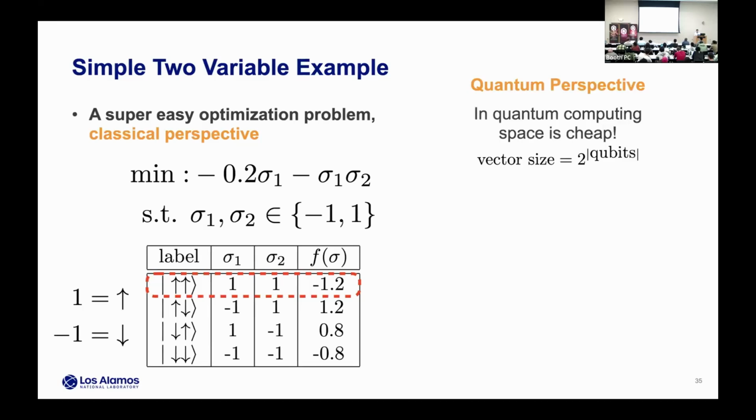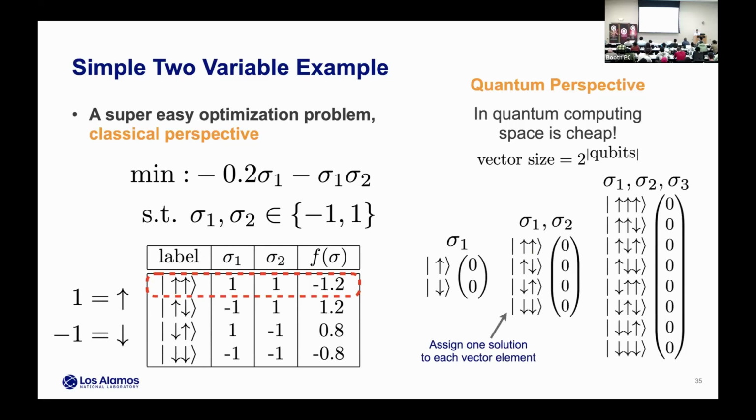From a quantum computing perspective, space is cheap. So what we're going to say is that we have our quantum vector of size n, and we're going to assign one solution to each element in this vector. And then the probability of seeing that solution is just the magnitude of the value in that entry. There were other ways you could think about encoding the optimization problem into the quantum computer, but let me ask you this question. Why is assigning one entry in this vector to each solution a good idea?